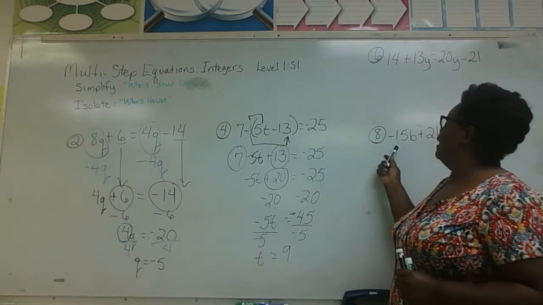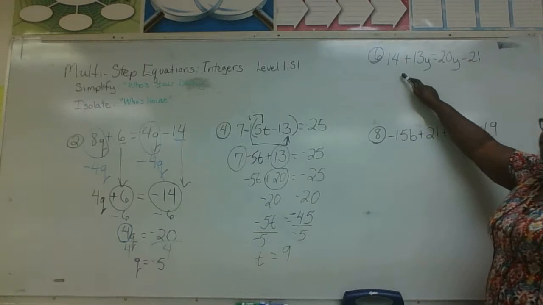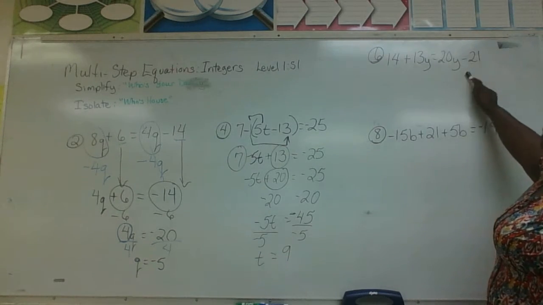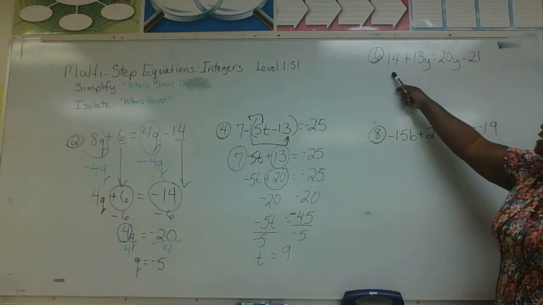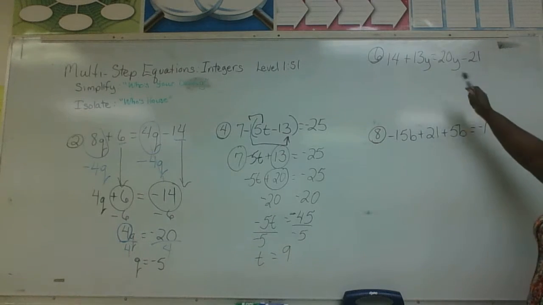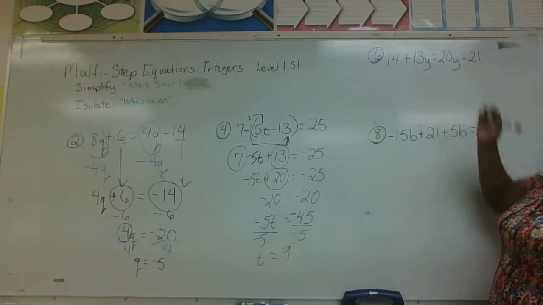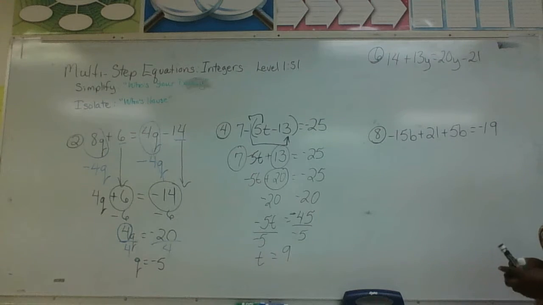Let's take a look at the answer for number 6. At number 6 we have 14 plus 13y is equal to 20y minus 21. There's no one that can be combined here that has the same daddy. But they have a sibling on the other side of the equal sign. So let's move our variables or our numbers around so that we can combine our like terms.